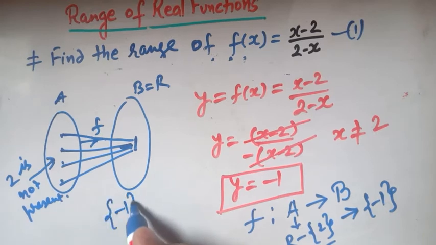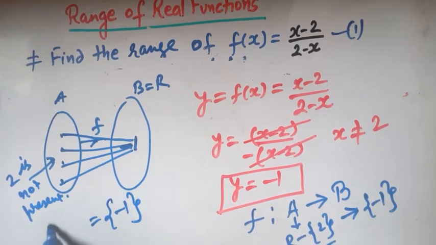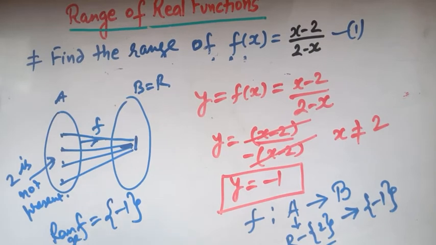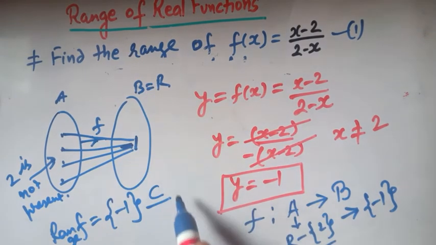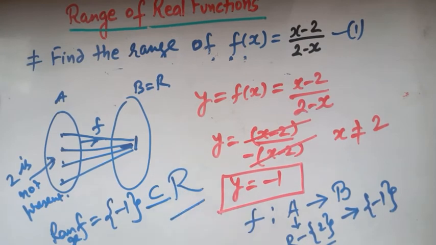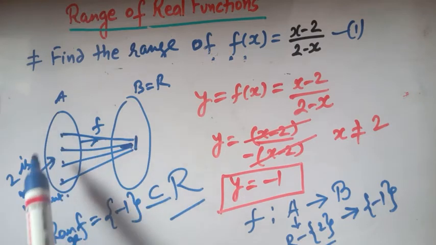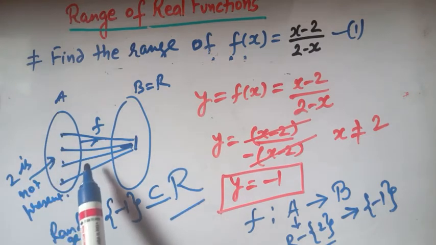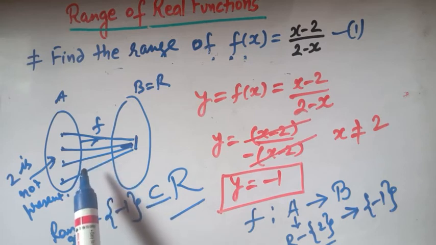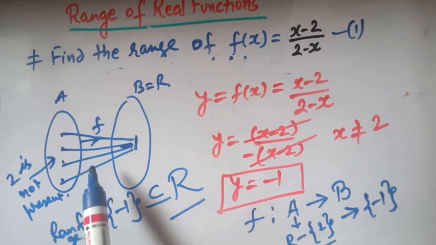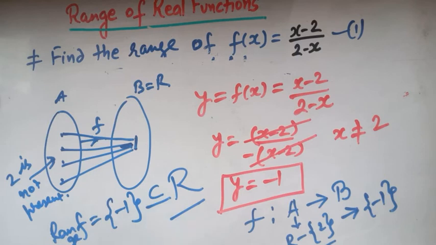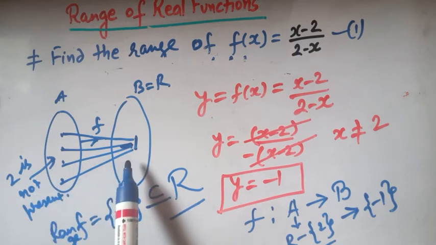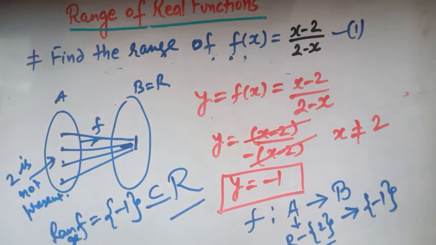So minus 1 set, which is the range set, range of f, clear. Range of f is a subset of the set of real numbers, clear. And viewers, this is a very interesting case, and such functions are known as many one functions, clear. Such functions are known as many one functions.